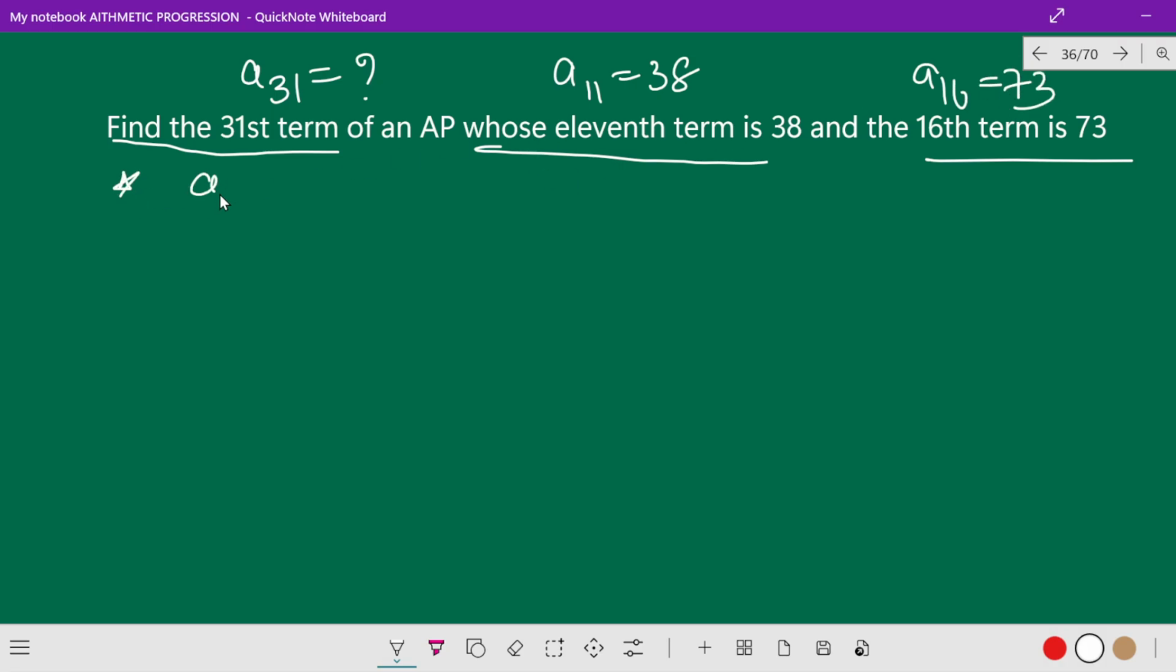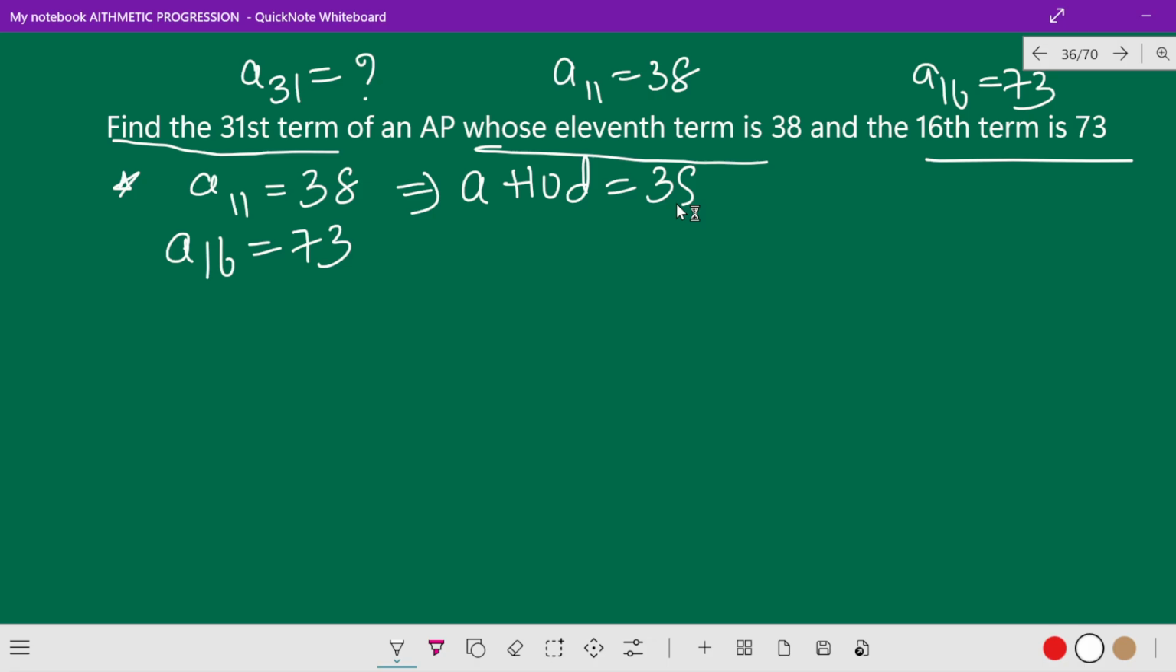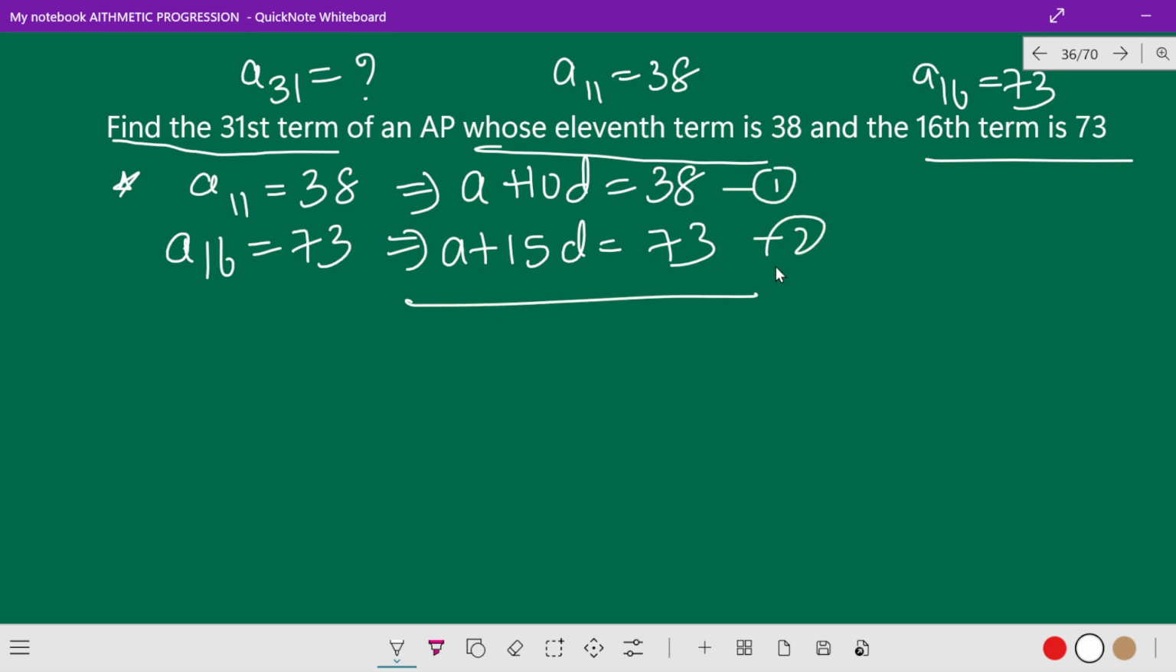So let us start. A11 is 38, then A16 is 73. From these two we will get two equations. A11 is A plus 10D is equal to 38. Then A16 is A plus 15D is equal to 73. Now we can cancel out A by subtracting equation 1 and 2. Subtracting equation 1 and 2, change all the signs here.